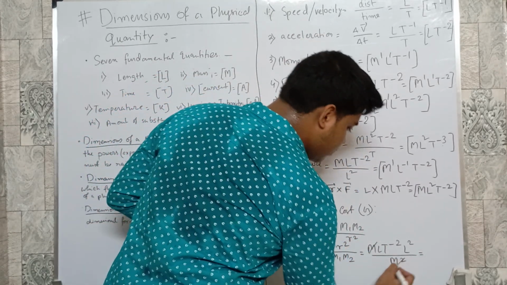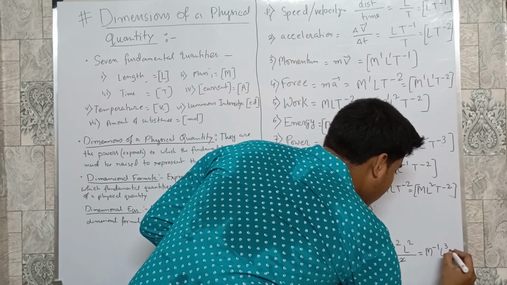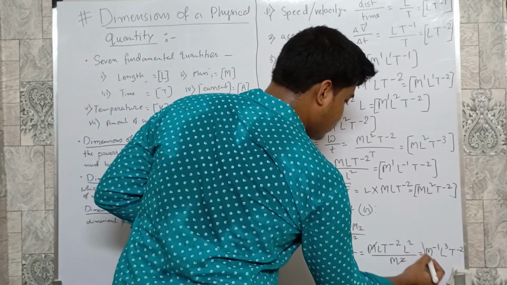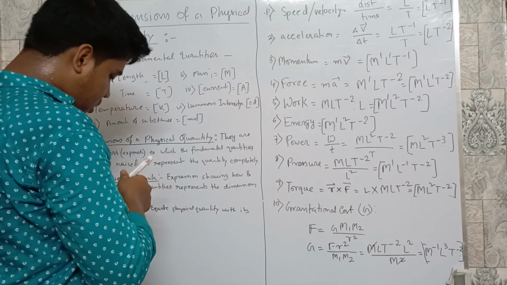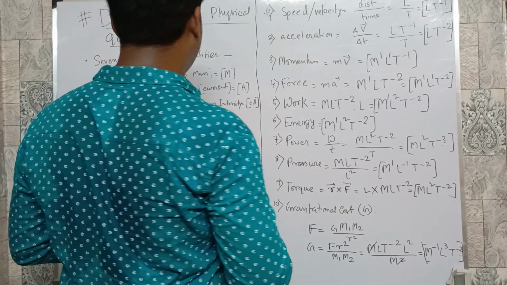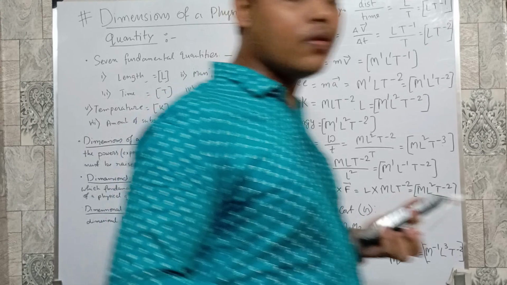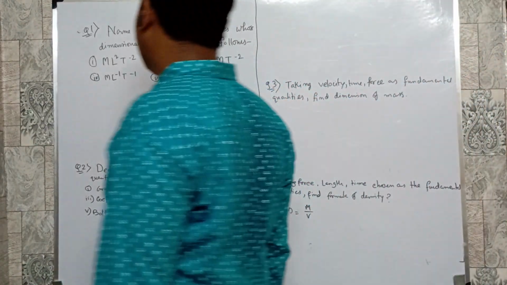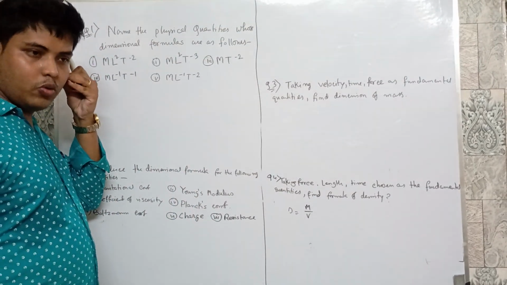So if I cancel out, we are left with M to the power minus 1, L to the power 3, T to the power minus 2, and this is the dimension of G. So this all shows how we can find the dimension of the gravitational constant. Okay, so there are many more dimensions that you have to remember, which are written in your books.